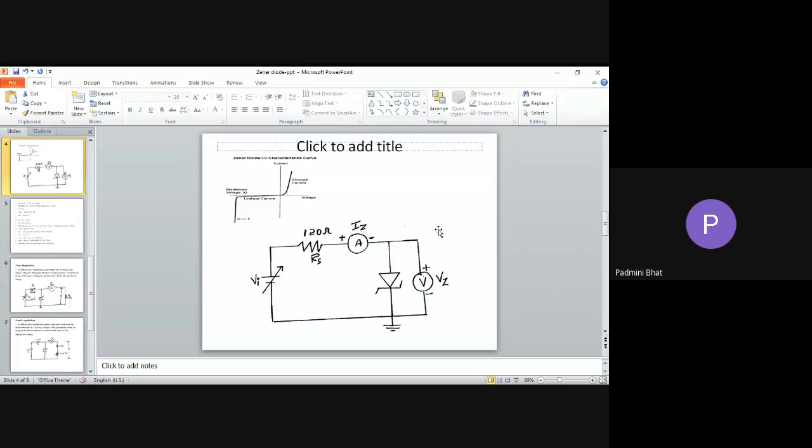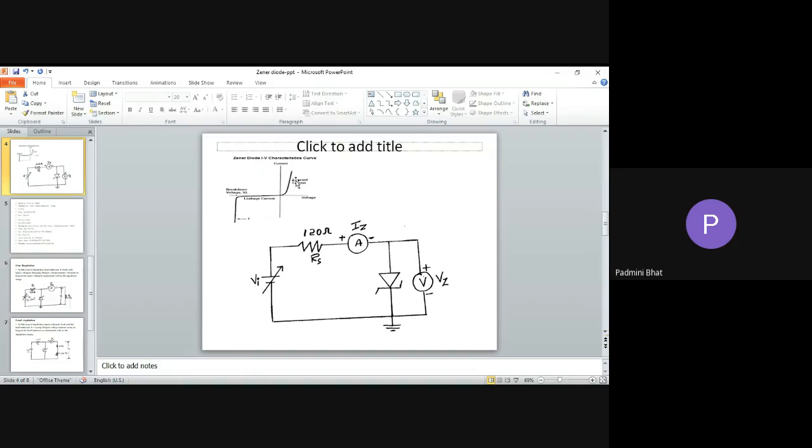Now coming to the forward characteristics. Here what we have to do is increase the voltage, in terms of 0.1, 0.2, and note down the voltage and the current. Then 0.3, 0.4, 0.5, 0.6. When it comes to 0.7 volt, suddenly there is an increment in the current. So this is now my forward characteristics.